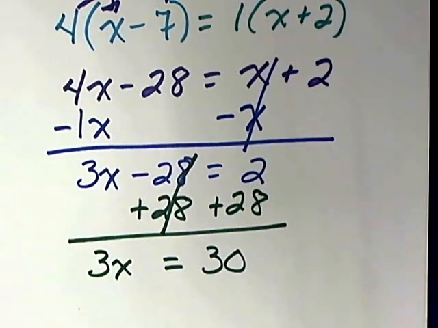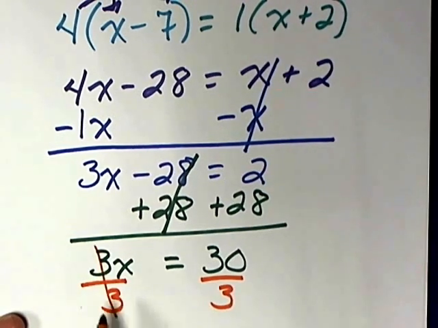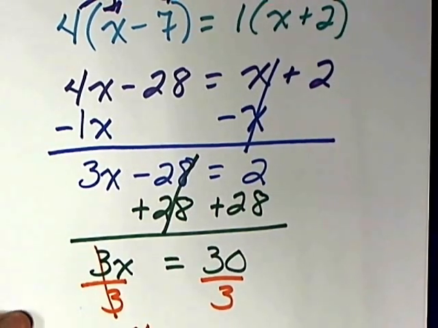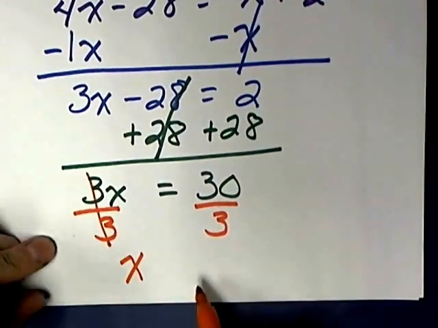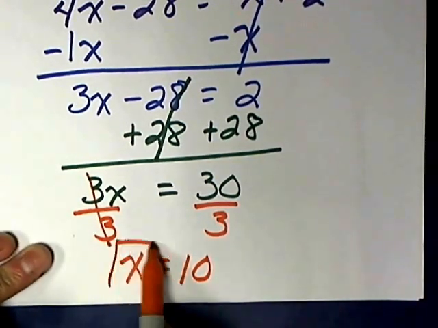Our last step is to divide and conquer. We need to cancel out this multiplication, so we divide. Whatever you do to one side, you do the exact same thing to the other side. This time we do it because 3 divided by 3 is 1, and 1 times anything gives us our x back. On the other side, we have 30 divided by 3, which gives us 10. So x equals 10 is our solution.